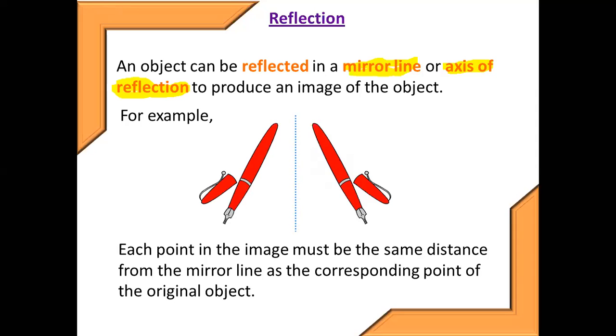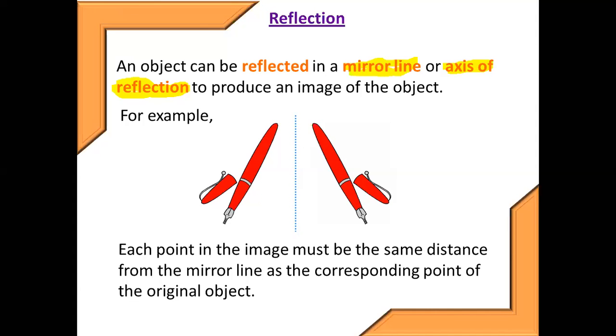Each point in the image must be the same distance from the mirror. I mean, if the distance between you and your mirror is 1 meter, the image will be at an imaginary distance which is 1 meter also.